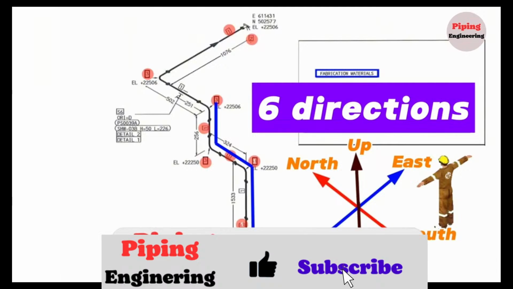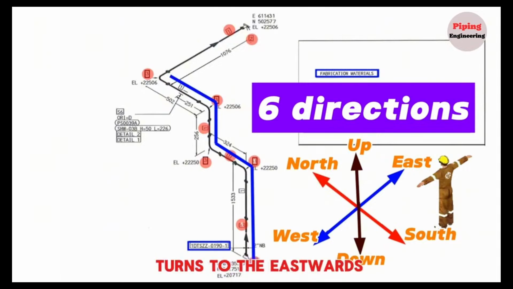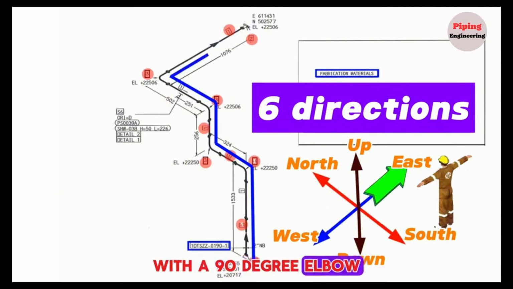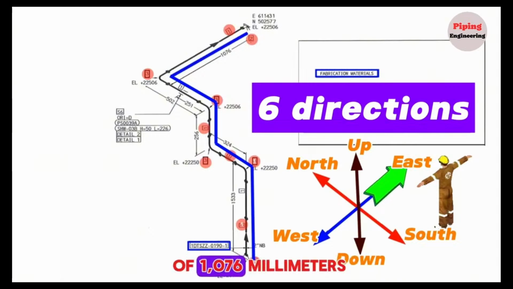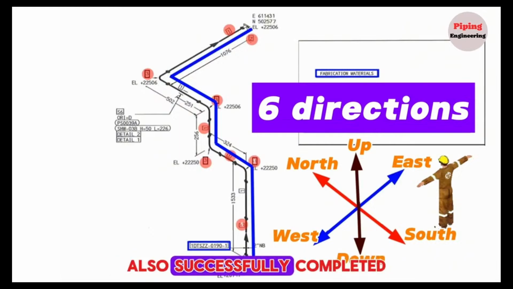At this point, the pipeline again turns northwards with a 90-degree elbow and continues a length of 502 millimeters. At last, the pipeline turns eastwards with a 90-degree elbow and continues a length of 1076 millimeters. And reading the piping isometric drawing is also successfully completed.